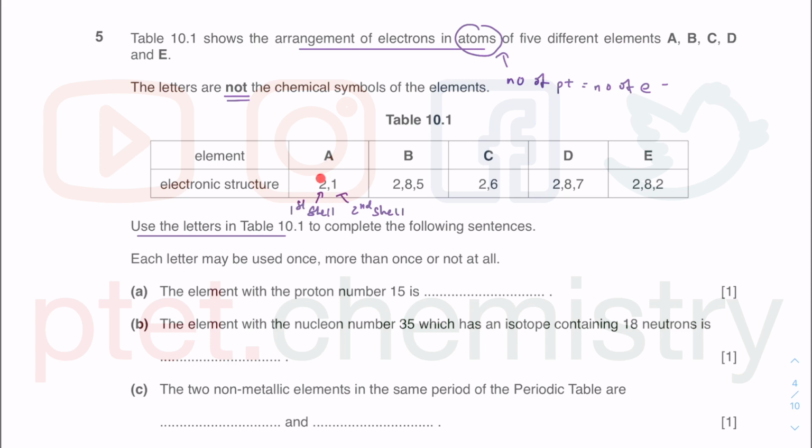So the first shell is completely filled with 2 electrons. The second shell, which is the outermost shell in this case, has 1 electron. So that means it's group 1, and group 1 is a metal. And this one is period 3 because it has first shell, second shell, and third shell. And in the outermost shell, there are 5 valence electrons, so it's group 5. And this one is a non-metal.